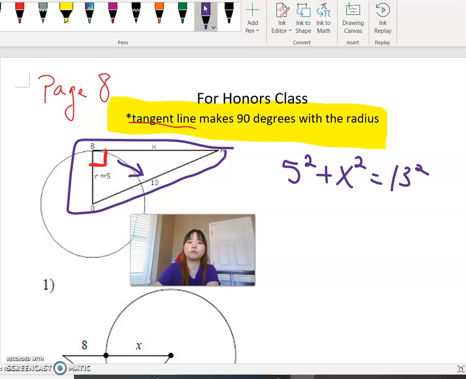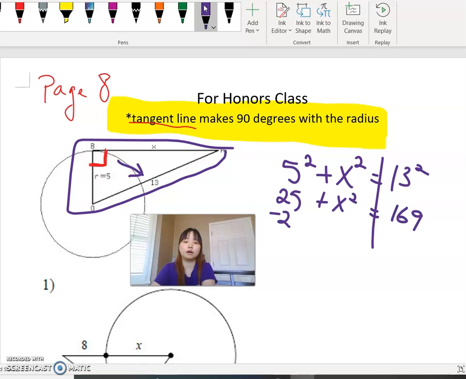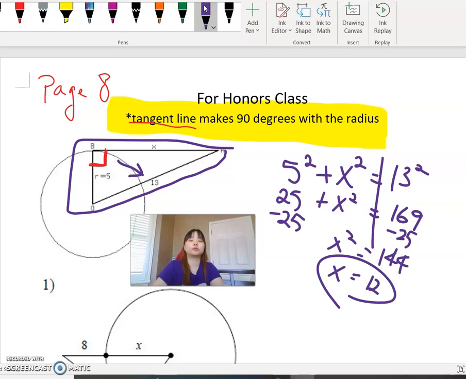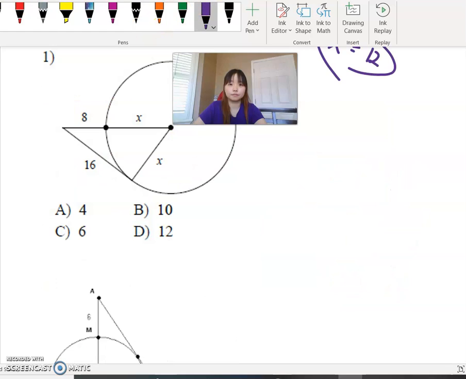Some of you, I'm sure, remember the circle special triples. I really hope you don't have to do this part, because 5, 12, 13 always makes a special triangle. So yep, there you go. Let me just move on to the bottom one. Next example. So the first one was just like a Pythagorean theorem question.